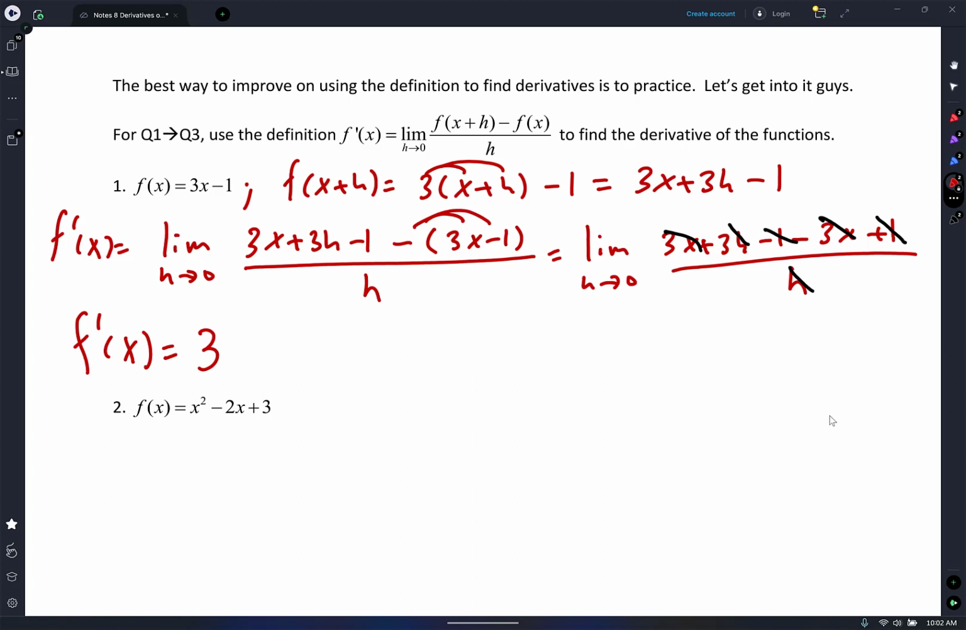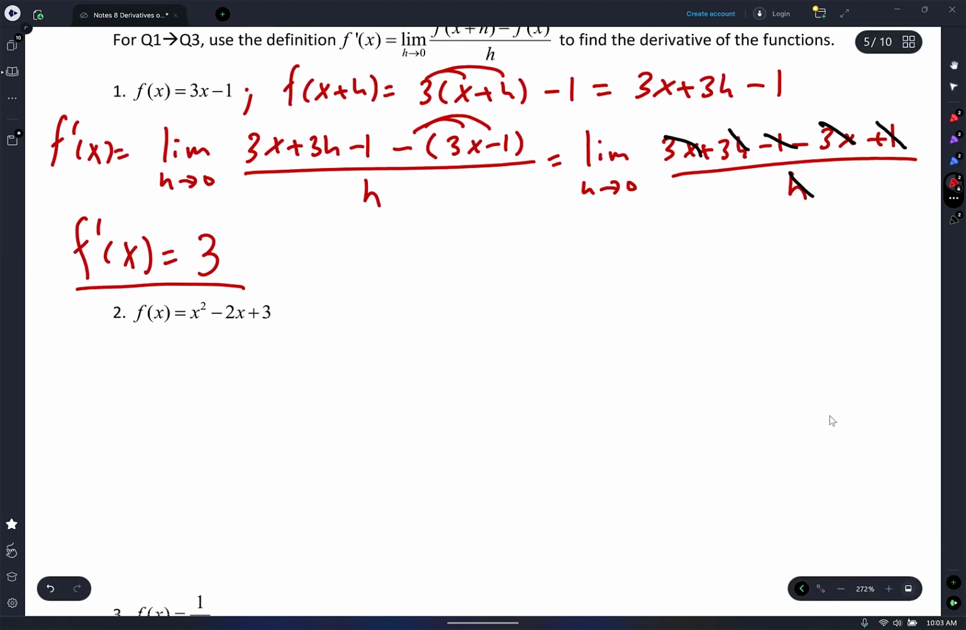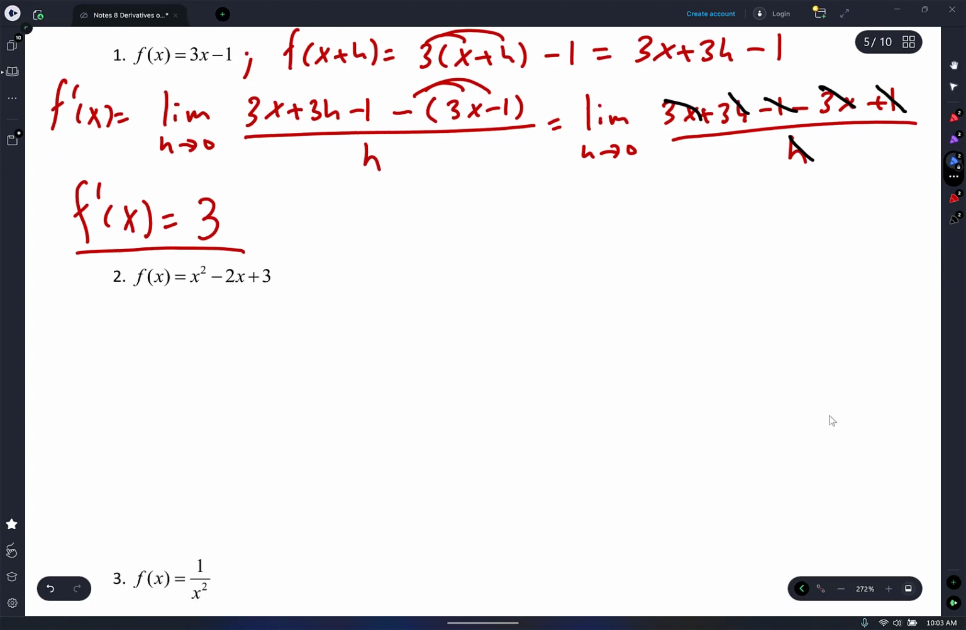So remember what you found. This is an expression for the instantaneous rate of change. The instantaneous rate of change is always 3 because I just have a linear line. Yay or nay? Okay, nothing crazy. All right, so this one is going to start looking maybe a little crazy because of all the x's and all that.